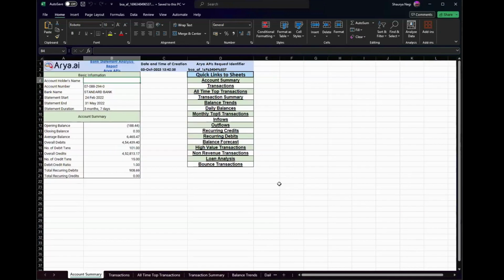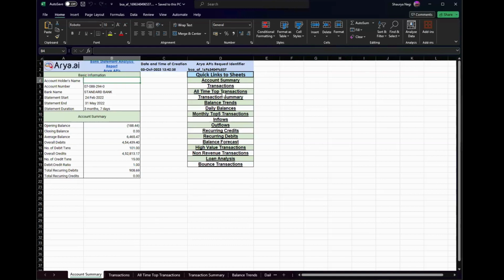So our first stop is the account summary sheet, which is a quick snapshot of financial health. This sheet displays key metrics such as available balance, total inflows and outflows, total recurring debits, total recurring credits, number of debit and credit transactions, etc. So basically, consider this as your financial dashboard, which offers you a view of the financial status of this particular bank statement. Additionally, you can also see that it features quick links to sheets, allowing you to navigate directly to other sheets by clicking on the names.